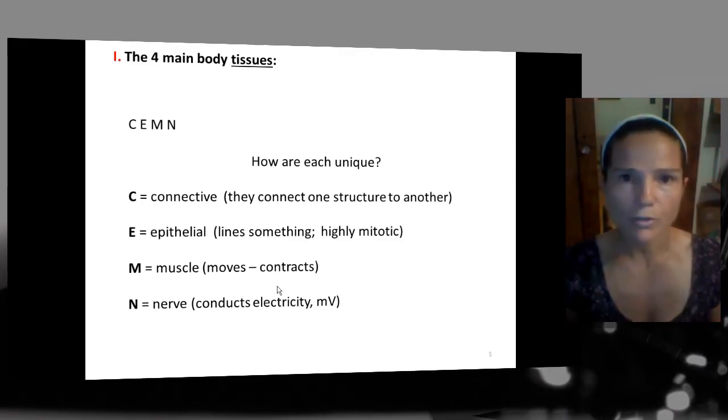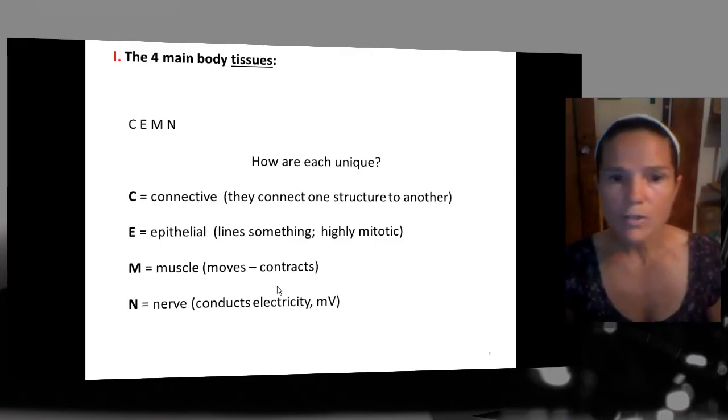Well, the smooth muscle in your intestine moves food. The smooth muscle in your vessels moves blood. Your heart, your cardiac moves blood. And then your skeletal muscle moves the skeleton. So if you think about these logically, they're going to be a lot easier to learn.